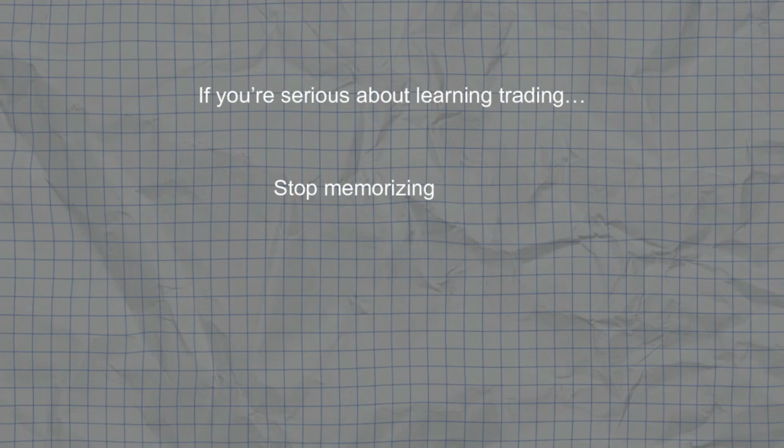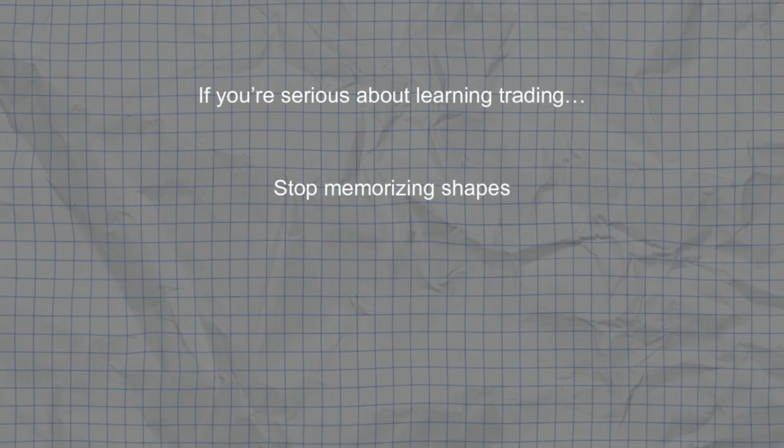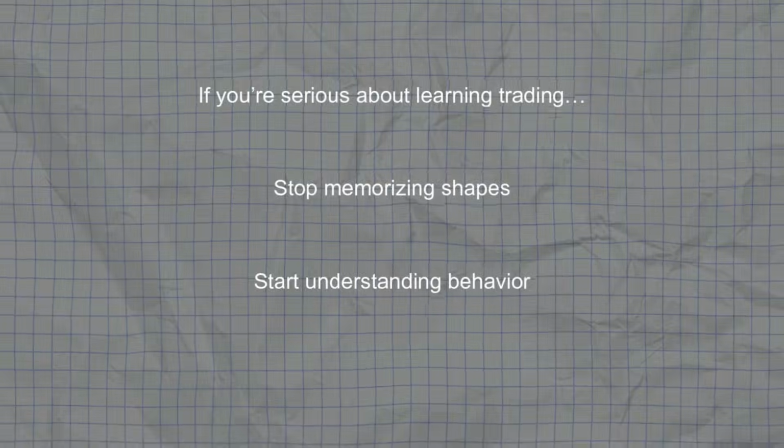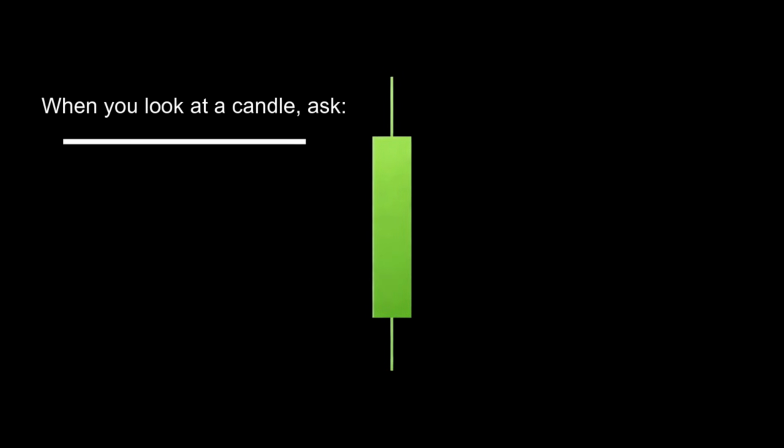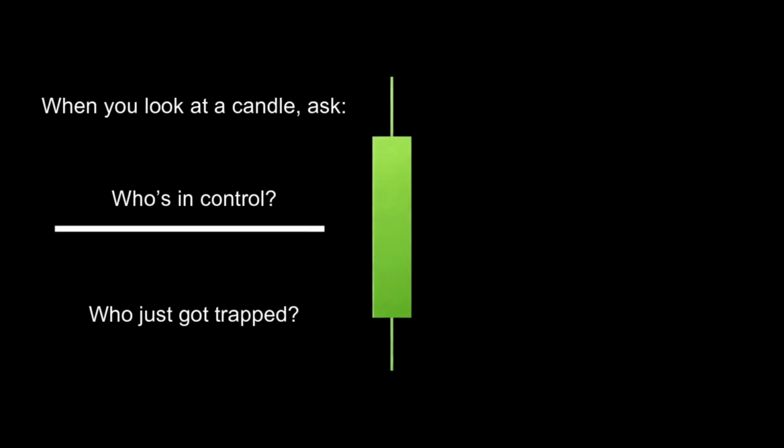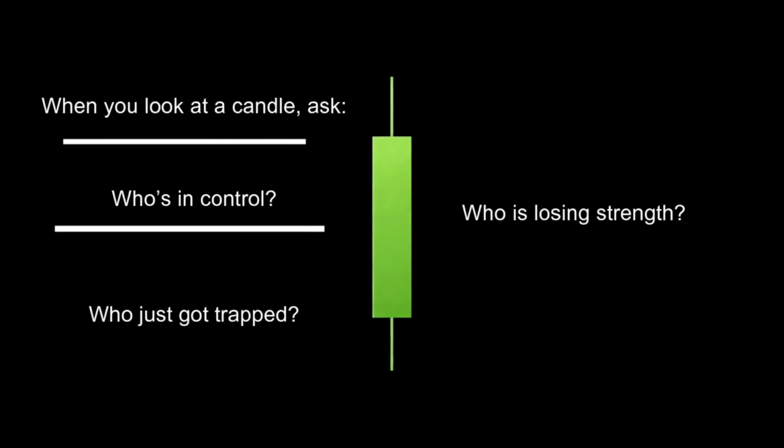Final message. If you're serious about learning trading, stop memorizing shapes. Start understanding behavior. When you look at a candle, ask, who's in control? Who just got trapped? Who is losing strength? That mindset will separate you from 90% of beginners.